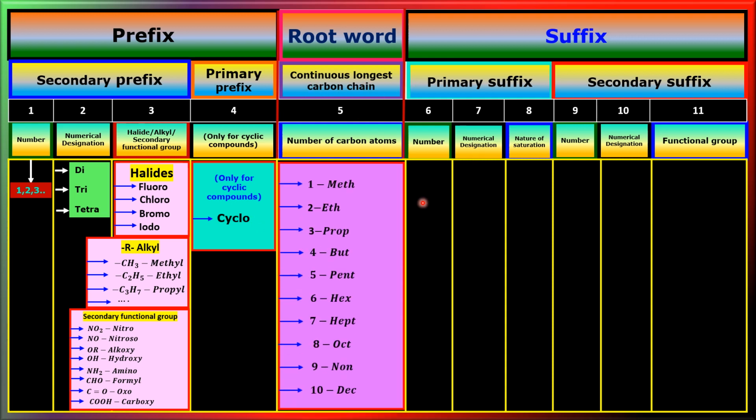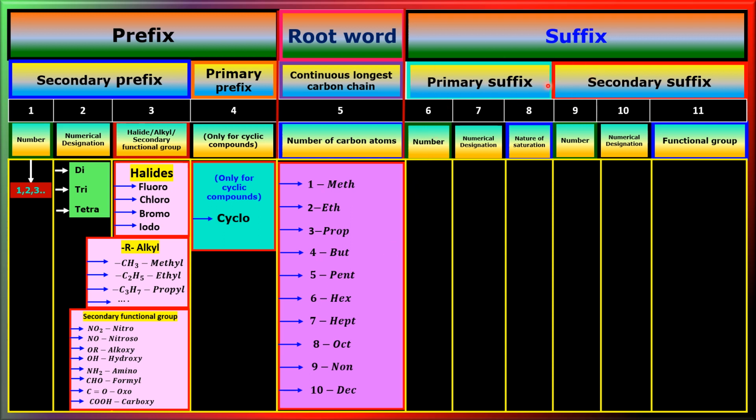Next, continuous longest carbon chain, number of carbon atoms. You see here, depending upon the number of carbon atoms present in the longest chain of carbon atoms, the root word is named. If only one carbon atom is there, it is meth. If the longest chain of carbon atoms contains two carbon atoms, then it is eth. If 3 carbon atoms are there in the chain, it is prop, 4 but, 5 pent, like this. Okay. Next, again here, number.